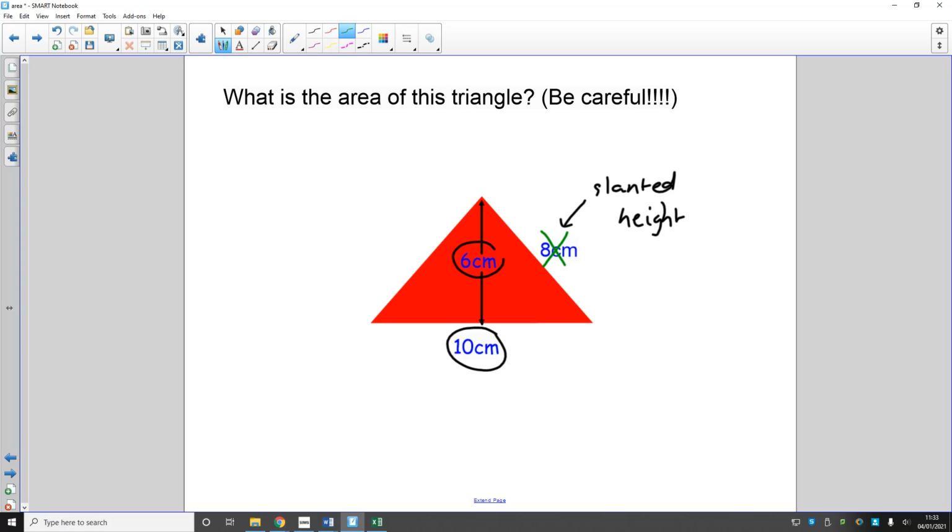I will pause the video now and have a go at the main task that I've attached with the instructions today. And once you've done those, you can have a look at my check-in question, which is on the next slide.